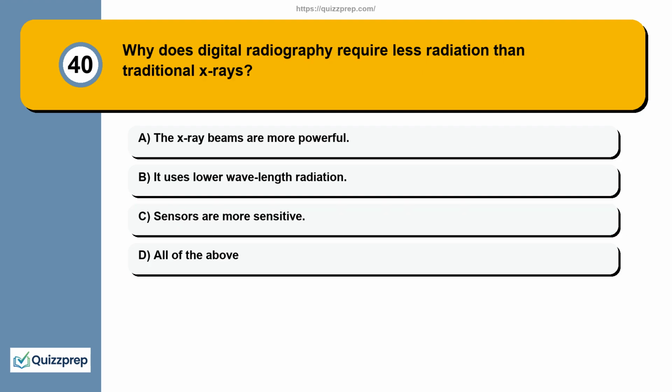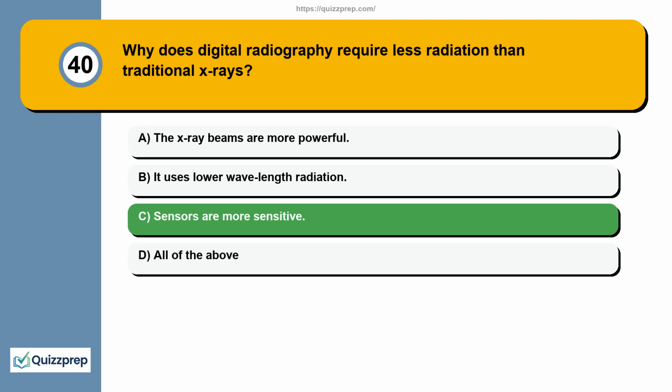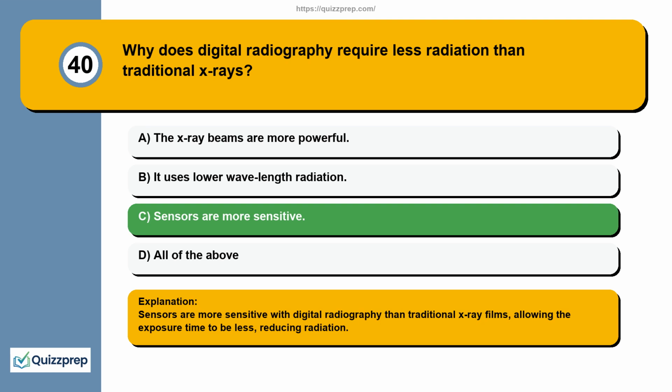Question 40. Why does digital radiography require less radiation than traditional X-rays? The X-ray beams are more powerful. It uses lower wavelength radiation. Sensors are more sensitive. All of the above. Sensors are more sensitive with digital radiography than traditional X-ray films, allowing the exposure time to be less, reducing radiation.